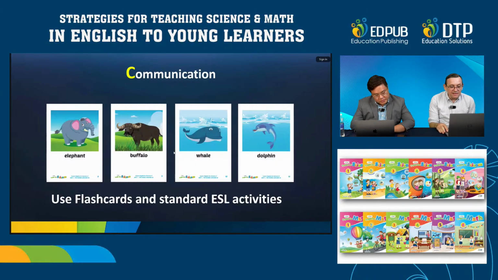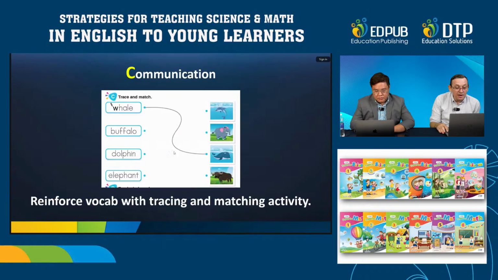And we treat the vocab as we treat vocab in an English class. We use the flashcards. We play the vocabulary games. We do the vocab activities. Just because it's science or it's math, we still do the same activities with regards to vocab, because vocab is very, very important in science and math. The second part of communication, in the lesson itself, we reinforce the vocab with tracing and a matching activity.